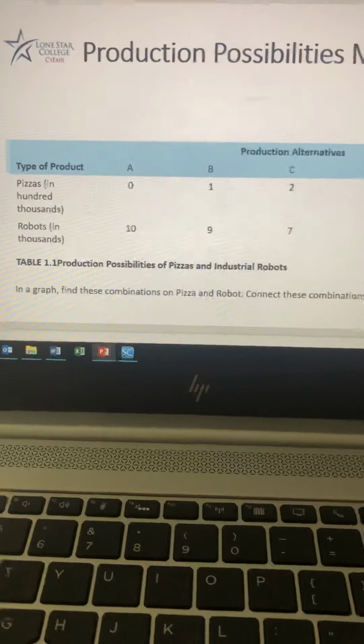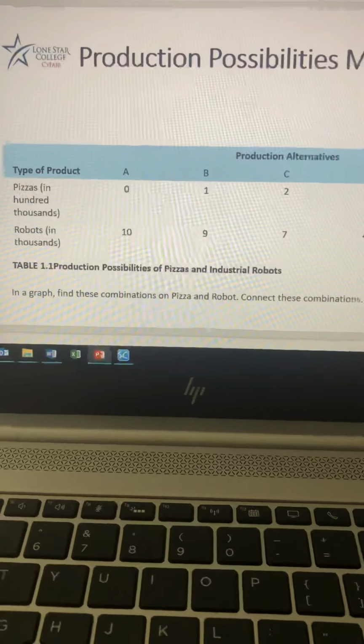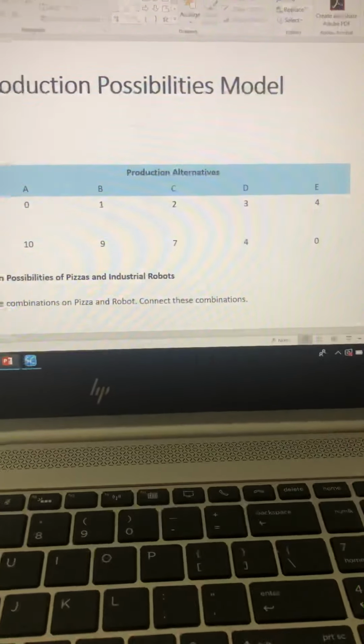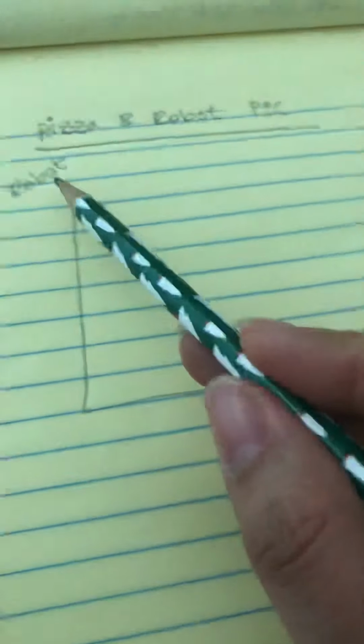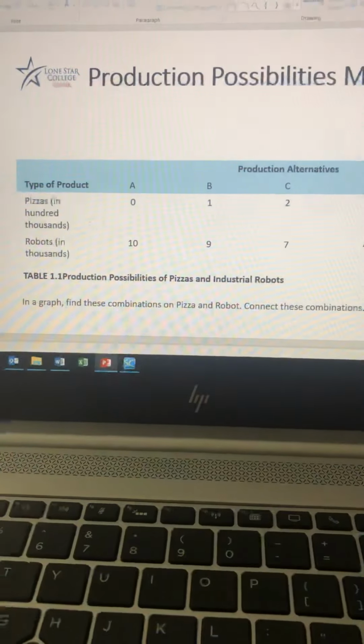So in this example, which is posted on the lecture notes, you can see that our small economy produces only pizza and robots. So I'm going to use all the numbers that I have here for different combinations of pizza and robots to draw my PPC. It really doesn't matter where you put your pizza and where you put your robot. So I put my pizza here and I put my robot here, and now I'm going to find all these combinations of pizza and robots.